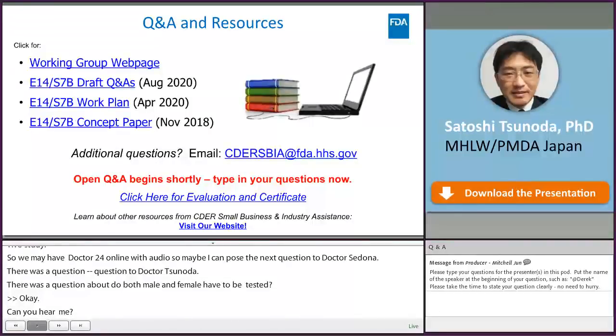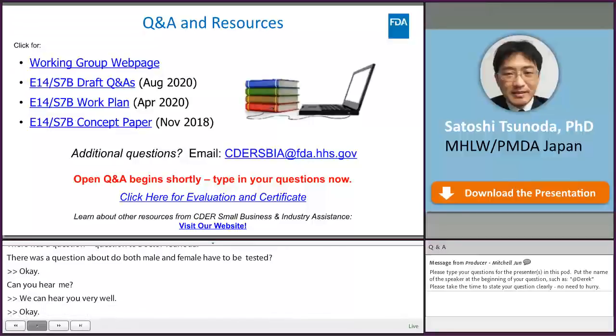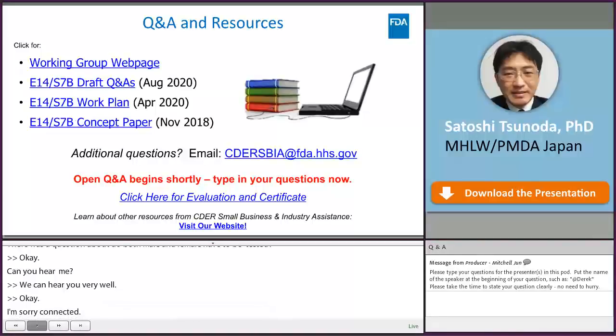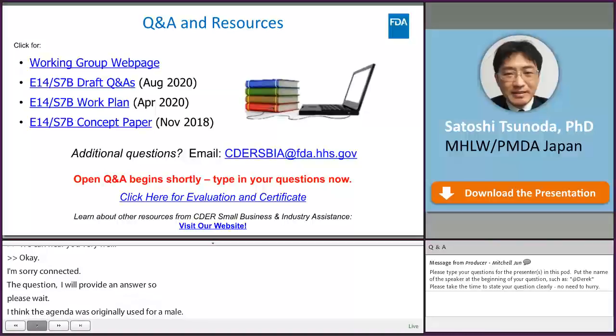Okay, I'd like to take the next question and the provided answer. Please wait a moment. Okay, I think the gender is routinely male in use, but female animals are only used for drugs where there is a metabolic difference between male and female, and in this case it could be recommended to use female animals. Okay, thank you.